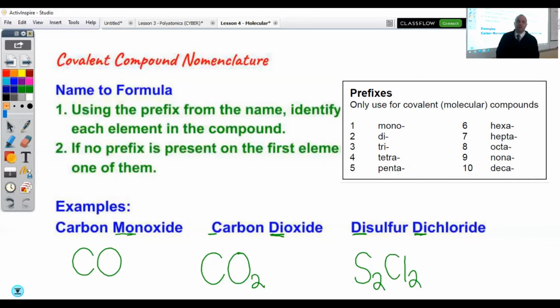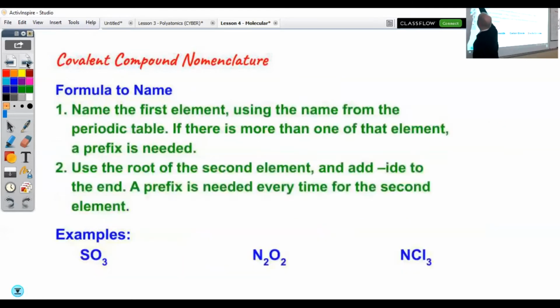Let's take a look at the other direction. When we are going from a formula to a name, we are going to name the first element, and if there is more than one of that element, we'll put a prefix on it. But if there's only one, no prefix. The next part says to use the root of the second element. Like back in simple binary, when we changed chlorine to chloride, we're going to do that same thing here.